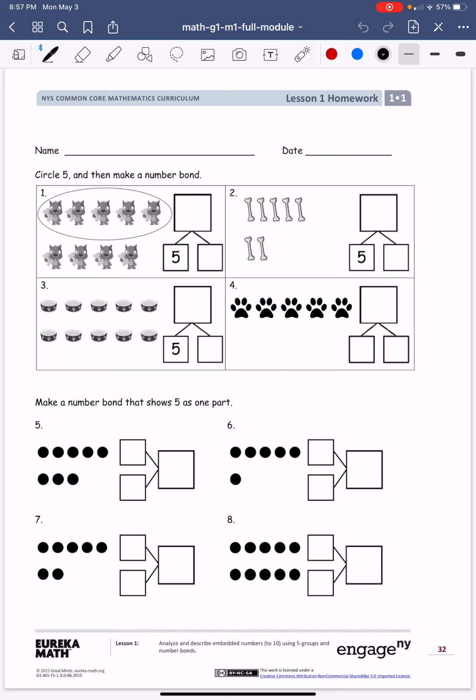Let's get started. So the first one says circle 5 and make a number bond. I'm going to go ahead and highlight where it says number bond. If you don't know what a number bond is, let me circle it. This is a number bond, and what you do is you look at the picture, and so there's already 5 and that's already circled. So if there's 5 that's already circled and then there's 4 left, you would put a 4 here.